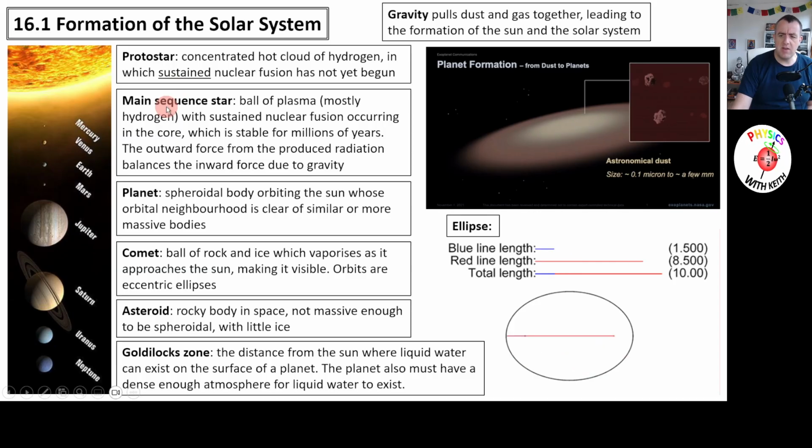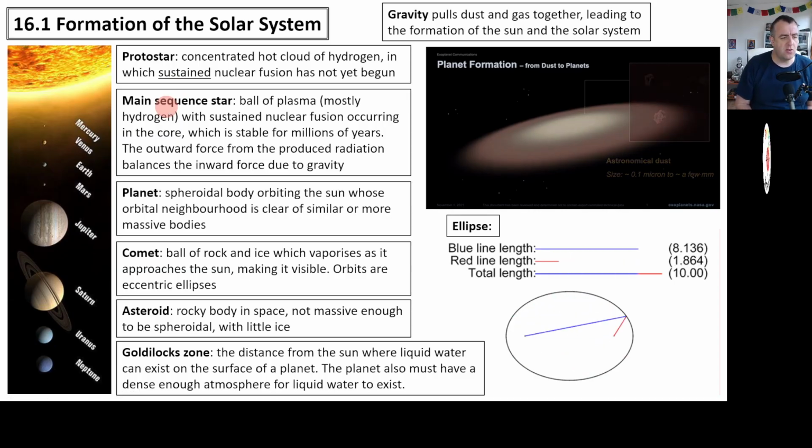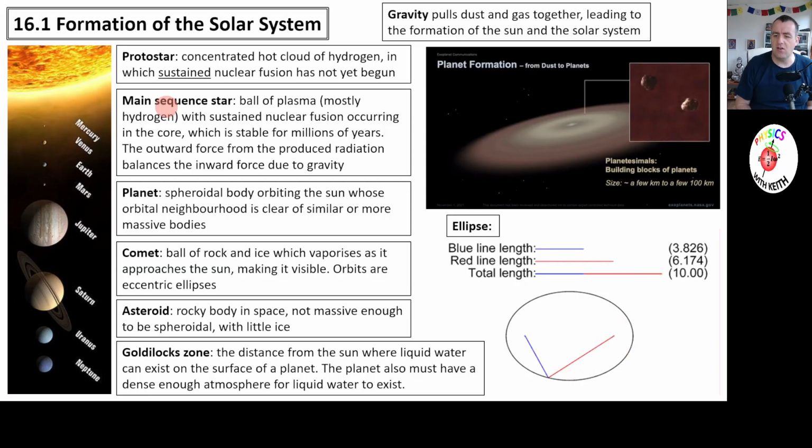Why am I defining them here? Well, because the textbook that I'm basing this course on has questions in this chapter that need you to know what a protostar is.